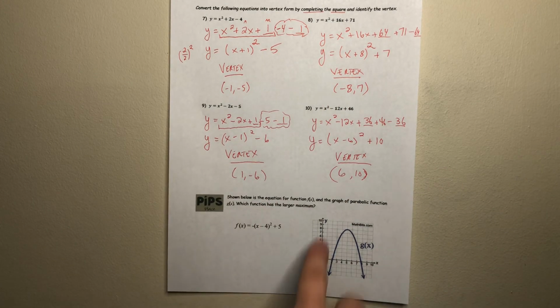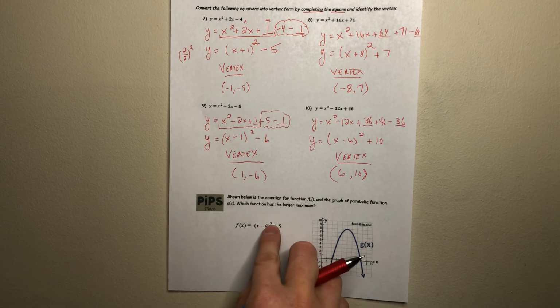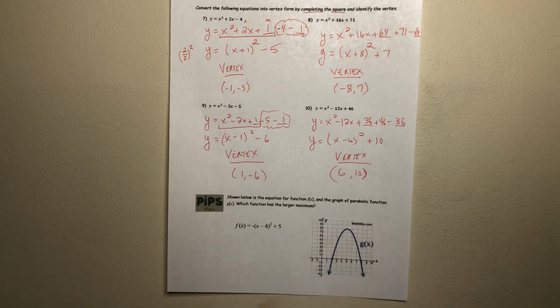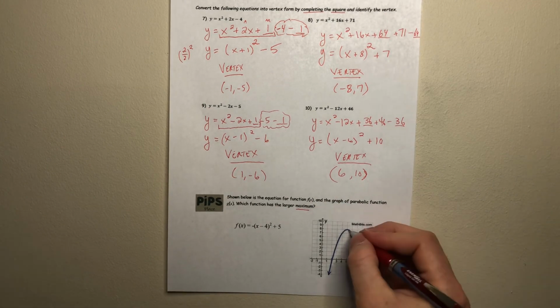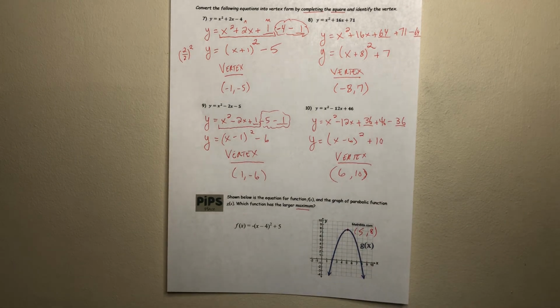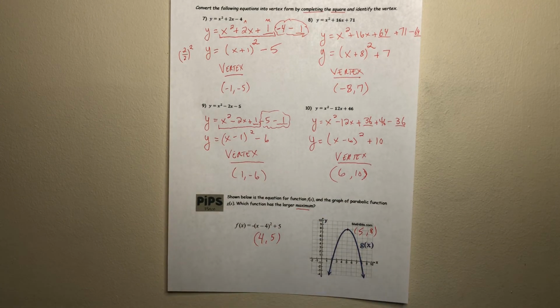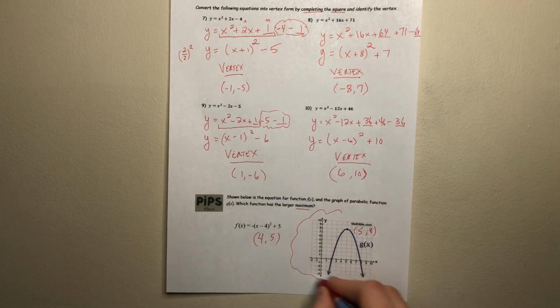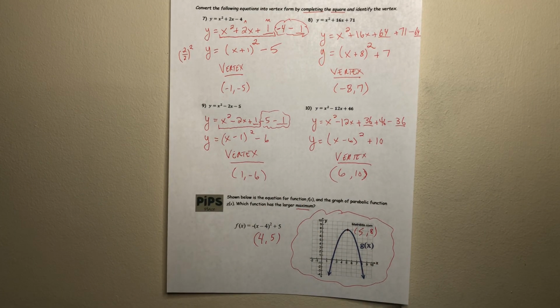Last thing, shown below. You have f of x and you have g of x, 2 different quadratic functions. How do I know these are quadratic? I have x squared and I have a parabola, so I know these are quadratic functions. Which has a larger maximum? Well, the maximum here is (5, 8). And the maximum here is (4, 5). So it appears as if this guy has the larger maximum. So we'll just kind of box that guy in. 8 is higher than 5, so that's the larger maximum there.